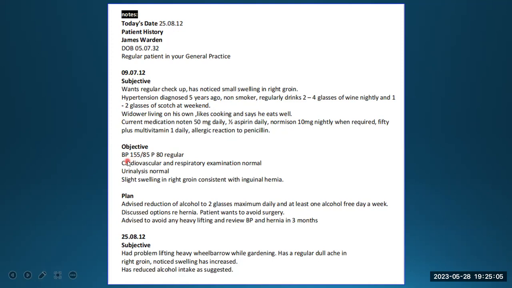Objective. Blood pressure 155/85, pulse 80 regular, cardiovascular and respiratory examination normal, urine analysis is normal, slight swelling in right groin consistent with inguinal hernia. Plan: advised reduction of alcohol to 2 glasses maximum daily and at least 1 alcohol-free day a week. Discussed options, hernia.